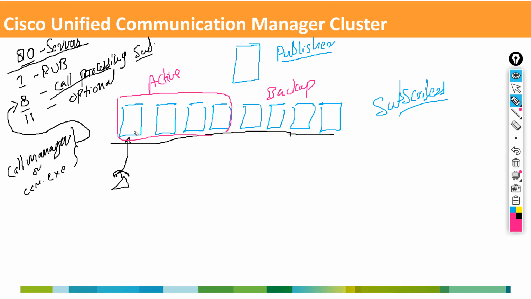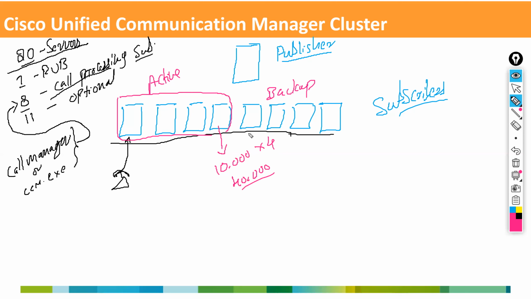Clear? Now, on one single server, how many IP phones can be registered? 10,000. How many active servers do we have? 4 active servers. So totally how many IP phones can be registered? 40,000. Now you got it? That is how in a cluster 40,000 IP phones can be registered, based on the active servers.